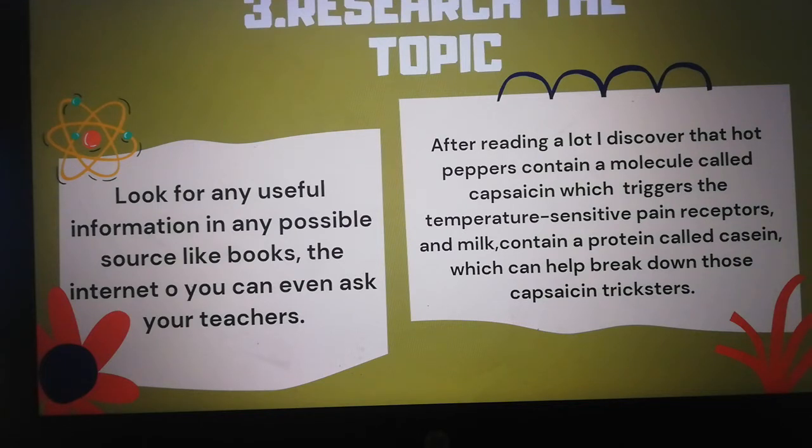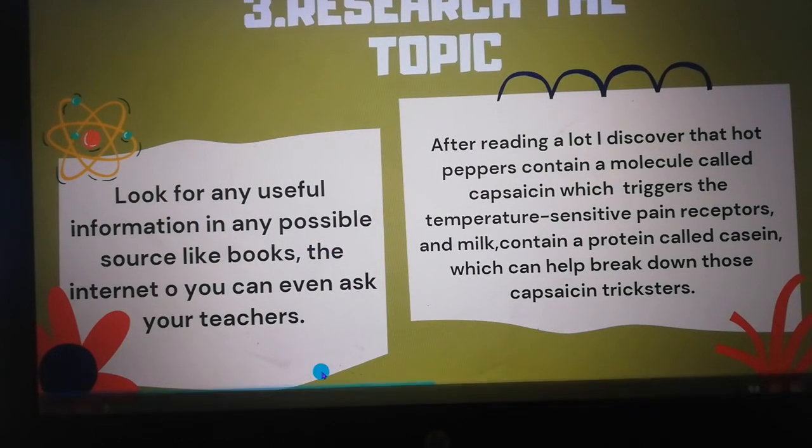After reading a lot on the internet, I discovered that peppers like jalapenos have a molecule called capsaicin, which triggers the temperature-sensitive pain receptors. And on the other hand, milk contains a protein called casein, which can help to break down those capsaicin triggers, which means that milk can stop the spicy flavor, as I said before.